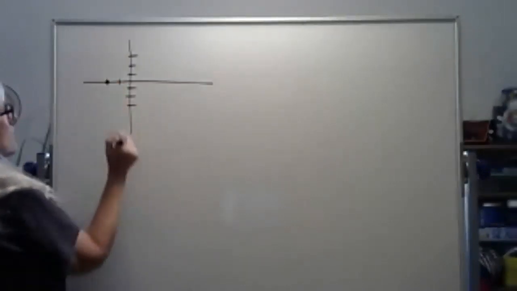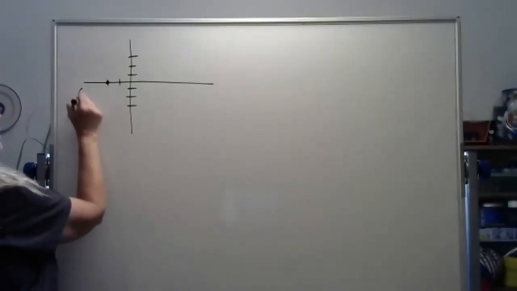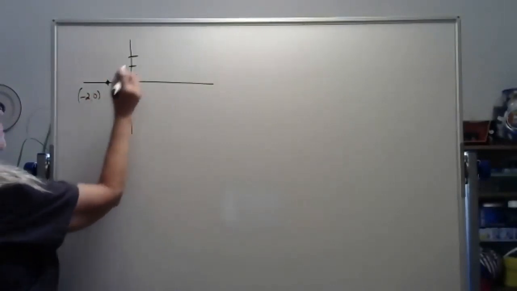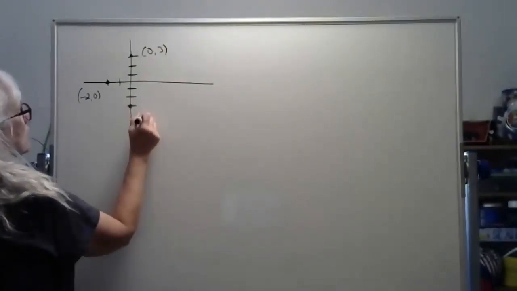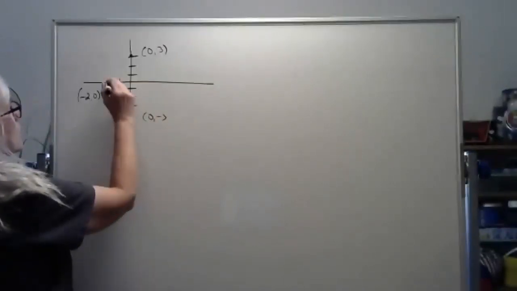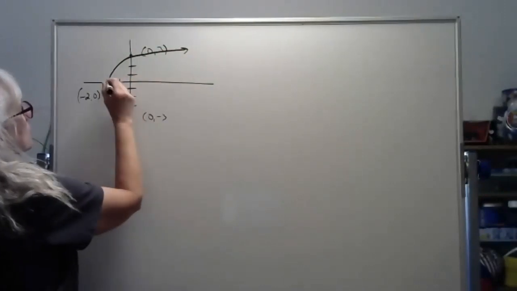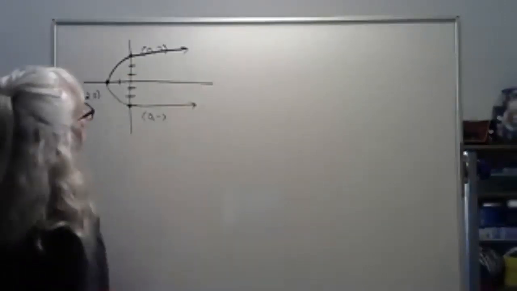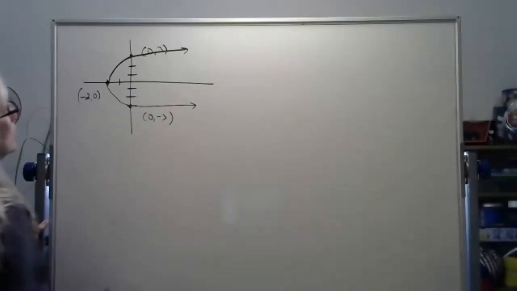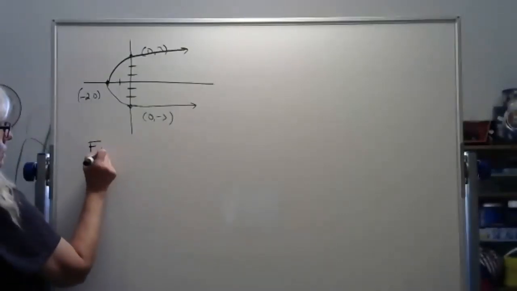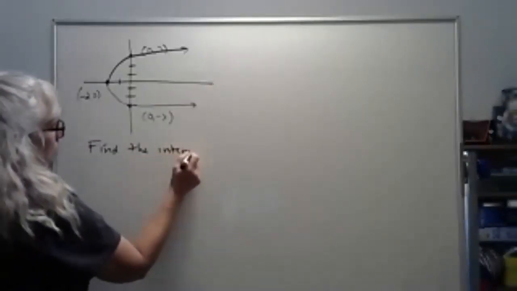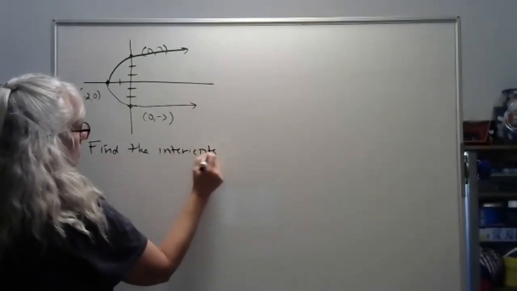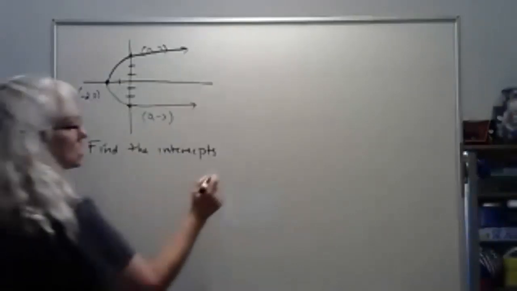I have a point over here on the x-axis at -2. So that's -2, 0. I'm going to have a point up here at 0, 3, and another point down here at 0, -3. And I've got something that looks like that. So there's our picture. And what the directions are going to ask you to do is to find the intercepts and determine the symmetry.